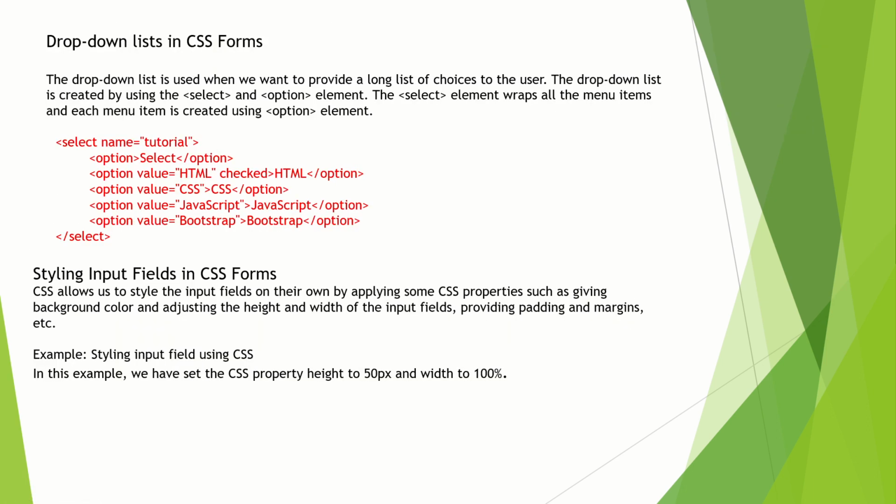Next is the drop down list. A drop down list is a long list of choices for the users, and it has two elements, select and option. Here is the syntax for the drop down list in the CSS form. Select and option are the two important elements in the drop down list. First is the select, which wraps all the menu items, and each item is created using the option element.